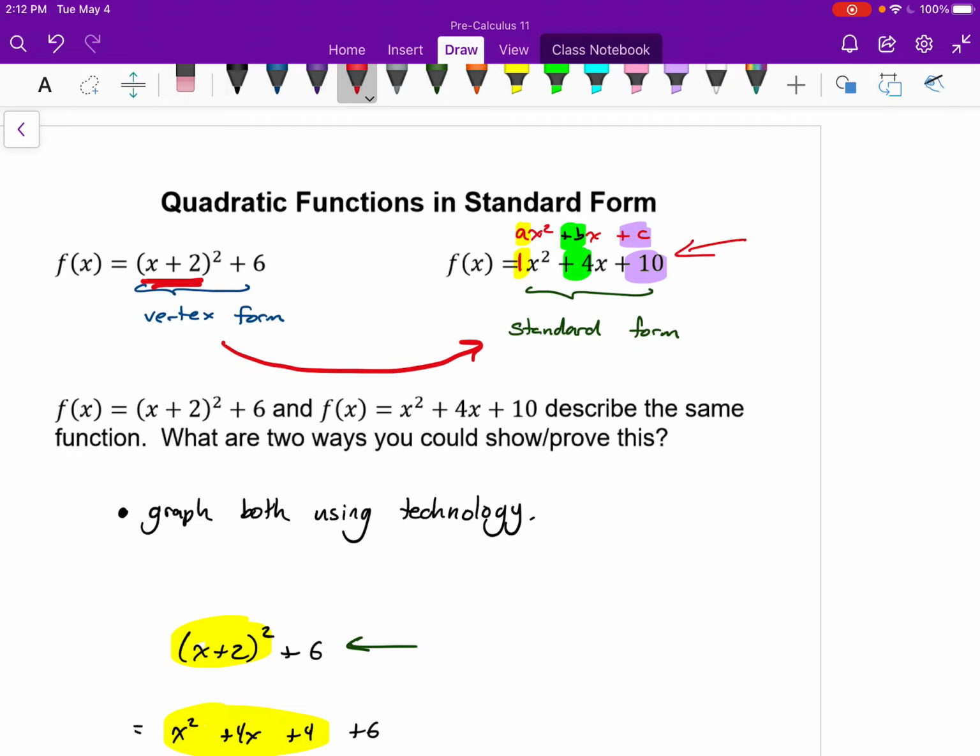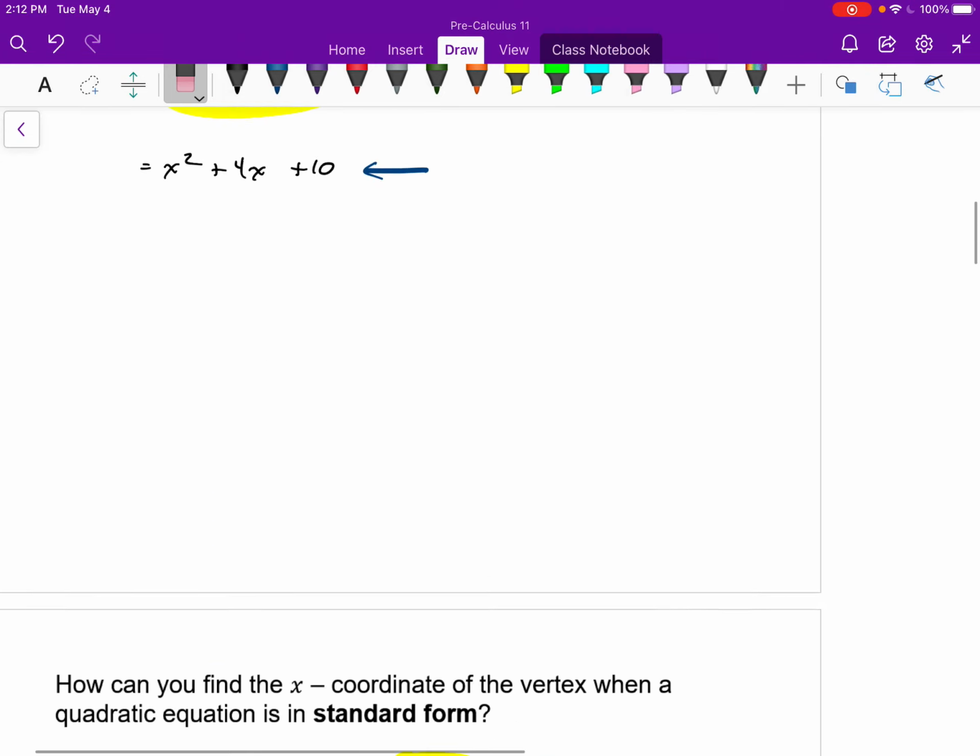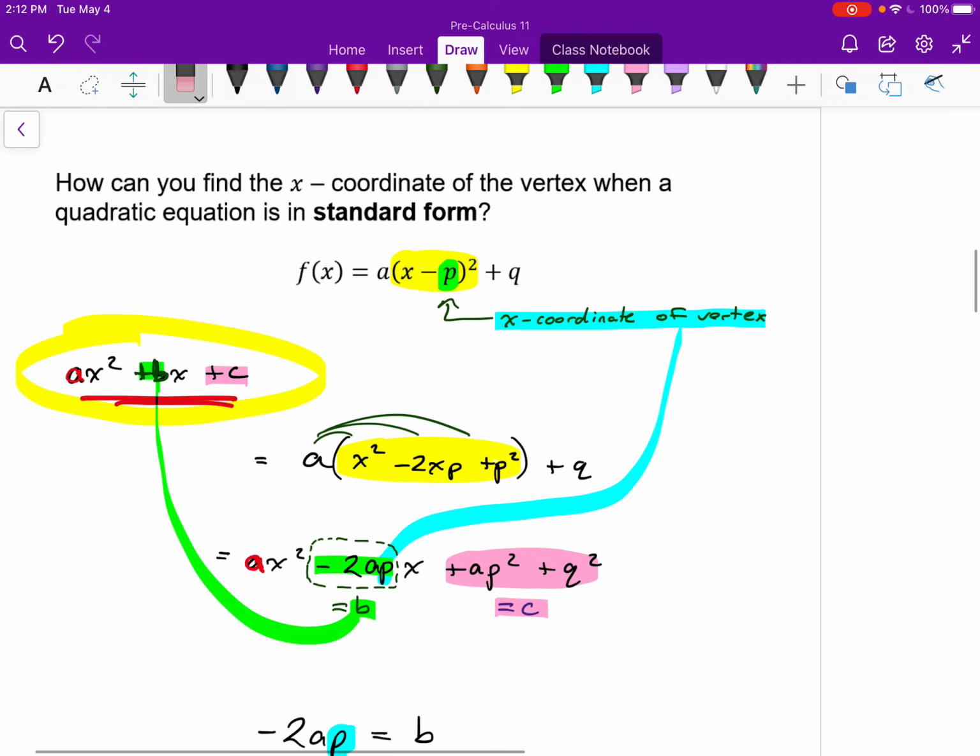However, I can now fairly quickly find it out from here. If I know the x-coordinate of the vertex is going to be the same as minus the b value, the coefficient of x, 4, divided by 2 times the a value, which is 1, I get negative 4 divided by 2, which is negative 2. And so, like I said, it's a very quick calculation if you have an equation in standard form. But again, for graphing, vertex form is always going to be better.